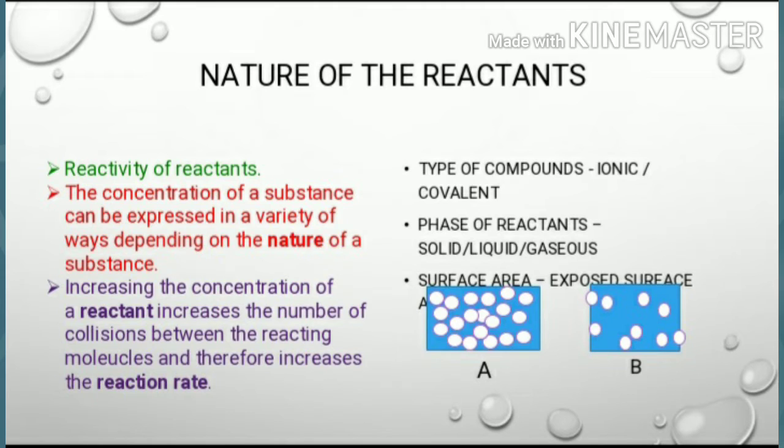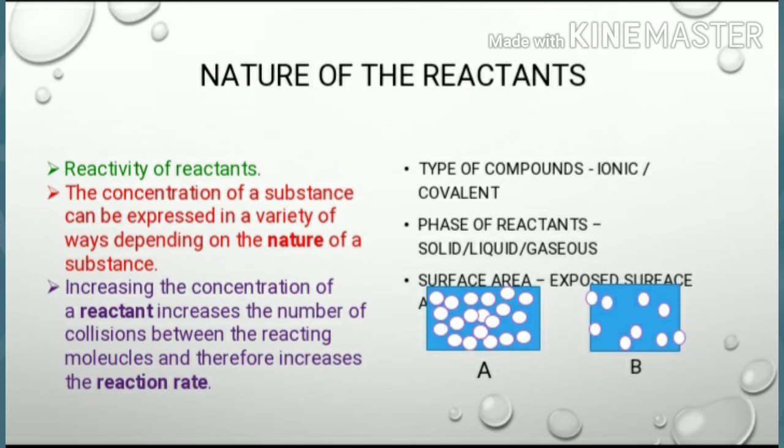First, type of compounds. We have studied that there are two types of compounds, ionic compounds and covalent compounds. Reactions that involve ions in the solution tend to be faster. That means ionic compounds show a fast rate of reaction. Reactants that involve covalent bonds tend to be very slow unless they are combustible. So, the reactions of covalent compounds are slow.